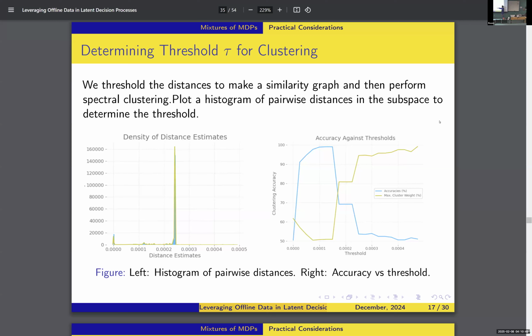And you can see that it's not that sensitive to the threshold, because if you plot the accuracy against the threshold, all the way from 0 to 0.001, which is pretty big in the scale of things we have here, you get fairly good accuracy. So it's not that sensitive to the threshold, which is good.